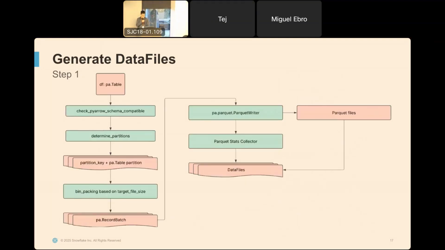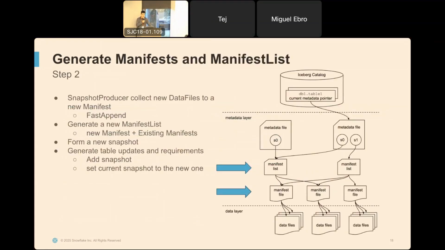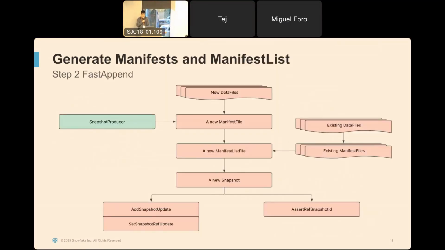Once we have the new data files, the next step is to generate manifests and the snapshot. In PyIceberg, by default, the strategy we use to append is called fast append, meaning that the snapshot producer will always create a new manifest to hold the new data files, instead of adding those new data files to some of the existing manifests. And after we have the new manifest file, we will combine that with the existing manifest file to form a new manifest list. So the new manifest list will be the new snapshot. And we have one more step to do, which is to add the new snapshot to the table metadata.